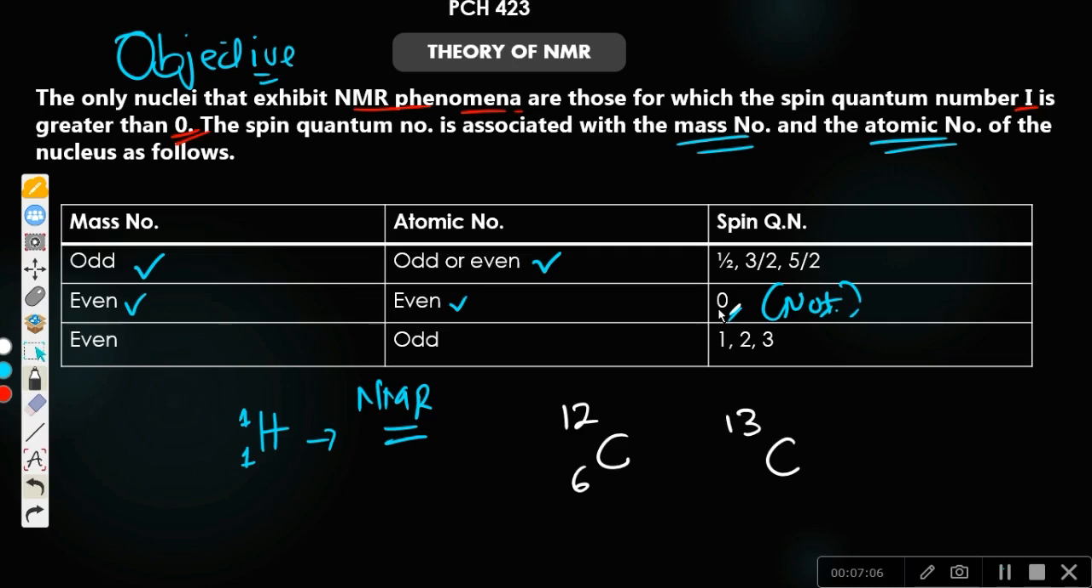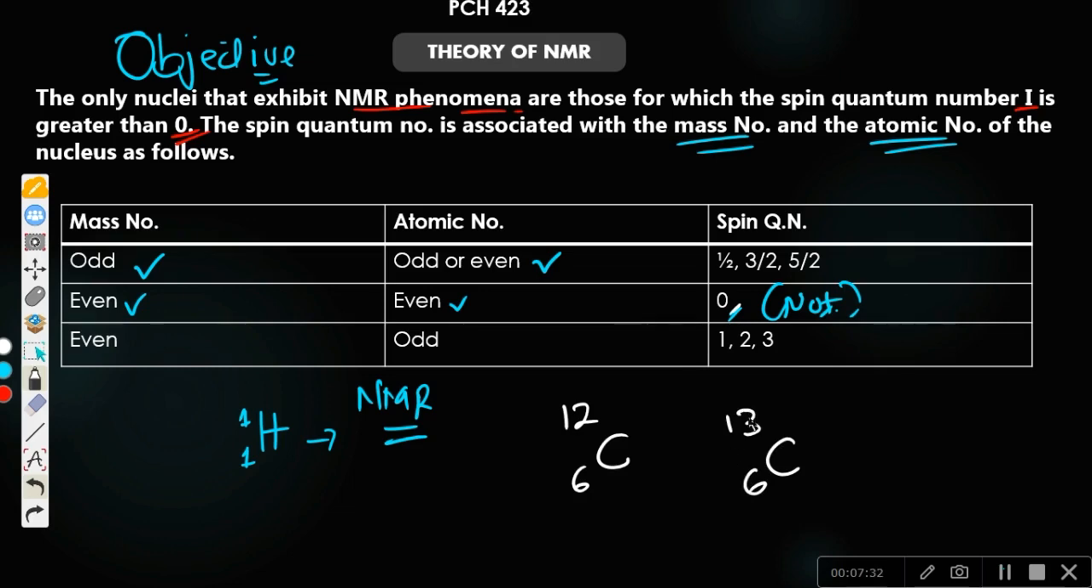Do you understand? That is the reason why we went for carbon 13 instead of carbon 12. Now, if you look at carbon 13, the mass number still remains the same. What differs is the atomic number, because of course they are isotopes. Isotopes are compounds that have the same atomic number but different mass number. Now, if you look at this carbon 13, the atomic number is 6, even. The mass number is 13, odd.